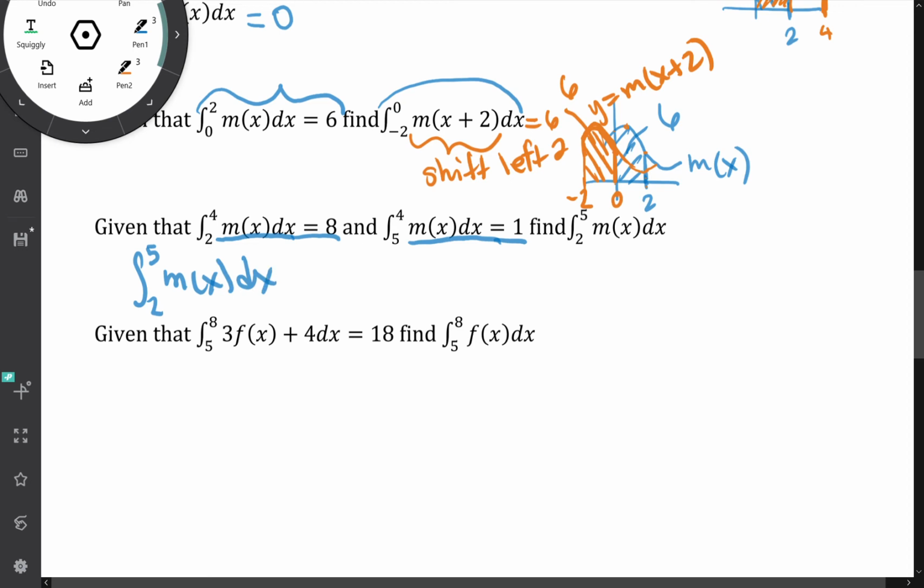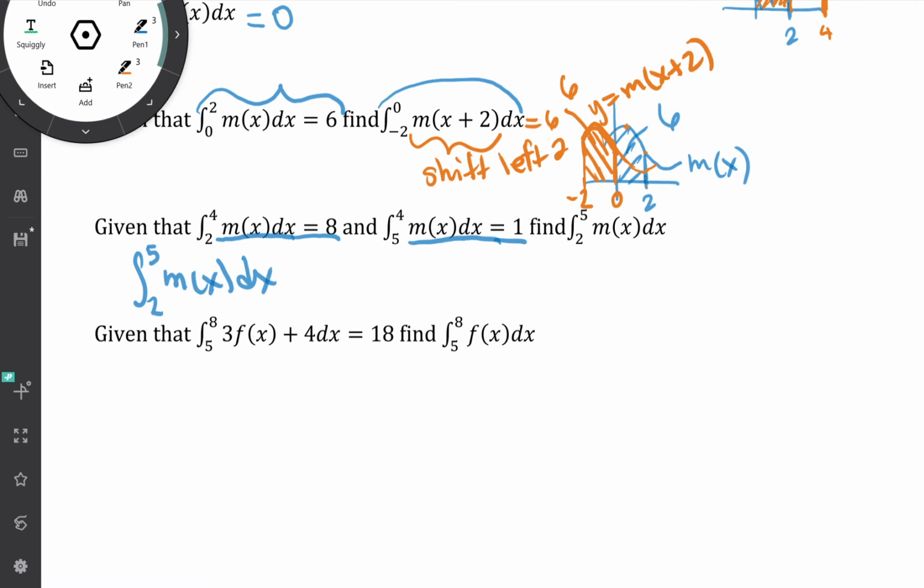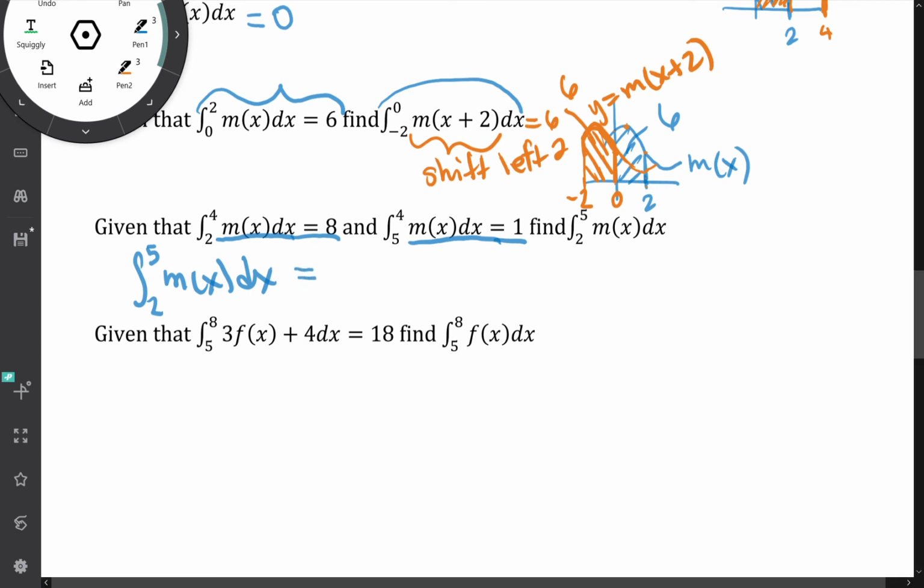So this looks like the very first property that we had in the last video. Maybe a little bit of a combination. I can say that the integral from 2 to 5 is the same as the integral from 2 to 4 of m of x plus the integral from 4 to 5.